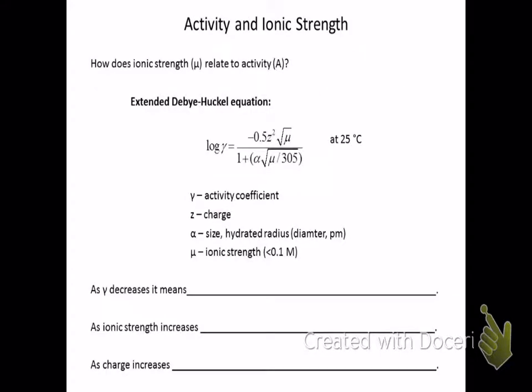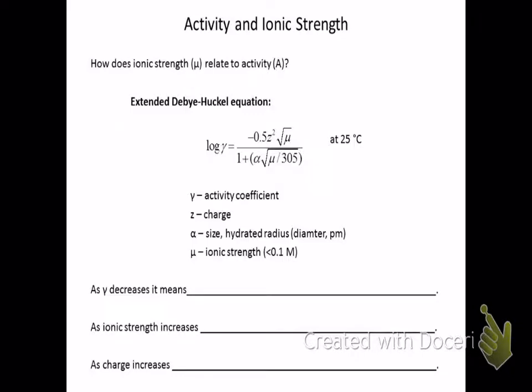So let's take a look at how mu and activity are related to one another. They are related through the equation I've provided here, the extended Debye-Huckel equation, where the log of the activity coefficient is equal to the equation I've provided here. Now, I've labeled below each of the values. So the activity coefficient gamma, Z is the charge of an ion, alpha is the size of the hydrated radius of the ion. The mu is the ionic strength, and these terms all factor into this extended Debye-Huckel equation.